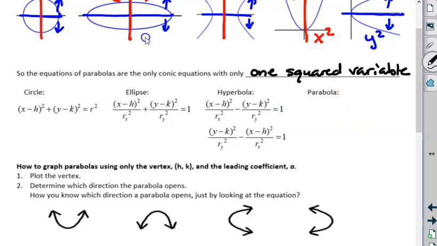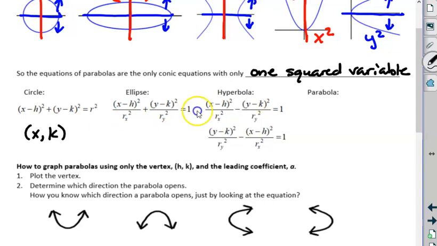Circles, ellipses, and hyperbolas all have an x squared and a y squared term in them, as well as r, which tells you how far out you go from the center. The center is h, k for each of these graphs, and then r tells you how far you go out from the center. And I gave a subscript to the r's in the ellipses and hyperbolas because r in the x direction and r in the y direction might be two different numbers. Definitely will be two different numbers in an ellipse, and maybe two different numbers in the hyperbola.